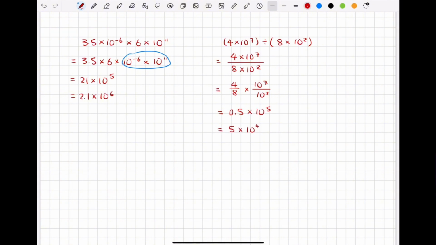Now let's check. 0.5 is smaller than 1. Therefore, it's not in its standard form. We can multiply this by 10. That means we have to divide 10 to the 5 by 10 to get 10 to the 4.